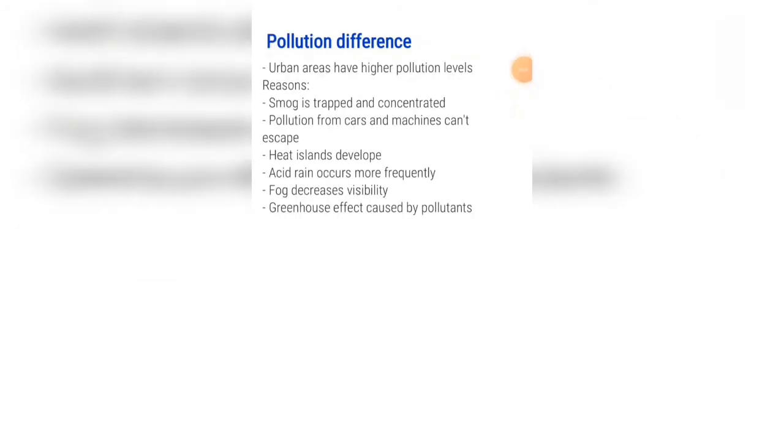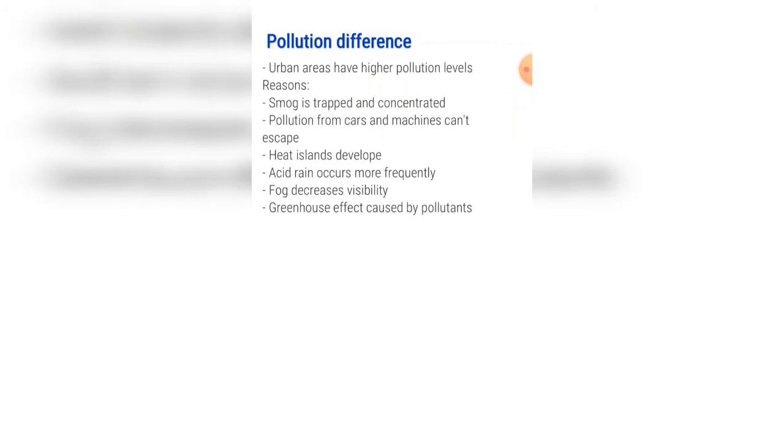Pollution difference. Urban areas have higher pollution levels. The reasons for this is smog is more trapped and concentrated. Remember, smog is a mixture of smoke and fog, and it is very dangerous to human health.